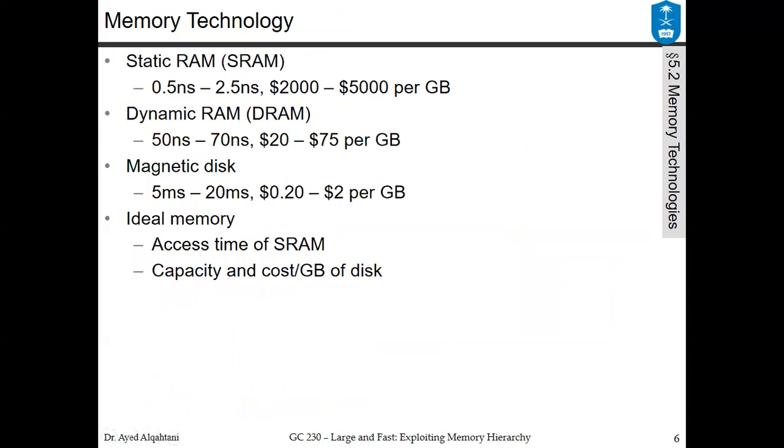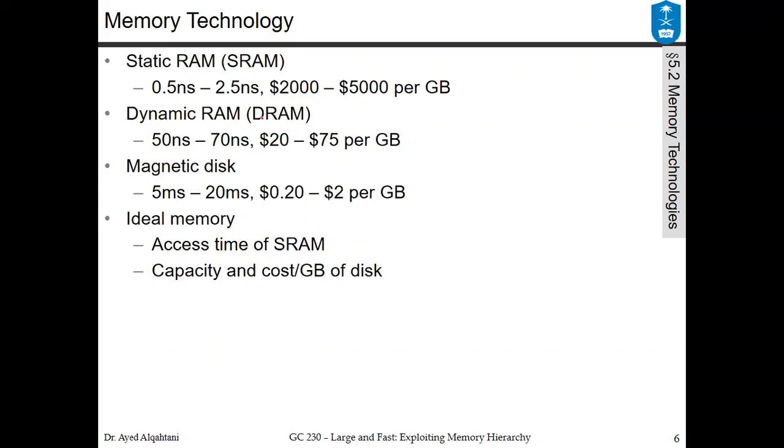Now we will talk about the memory technology. We have several technologies. We have the static RAM, or SRAM, the dynamic RAM, the DRAM, and the magnetic disk. The static RAM access time is between 0.5 nanosecond up to 2.5 nanosecond, and it costs from $2,000 to $5,000 per gigabyte. So it's fairly expensive, and the access time is very fast.